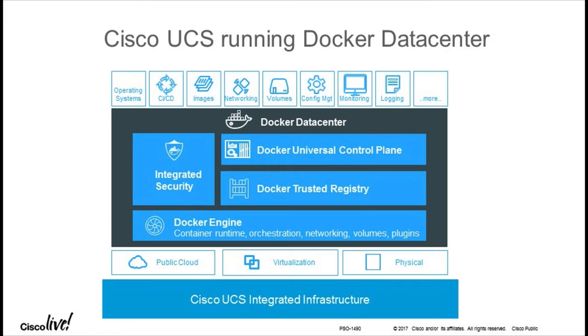To summarize, the FlexPod Data Center with Docker Data Center for Containers is an agile, scalable, stable and programmable infrastructure for enterprise and cloud-native application development and deployment.